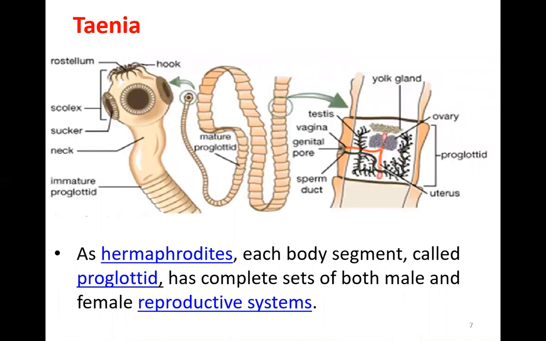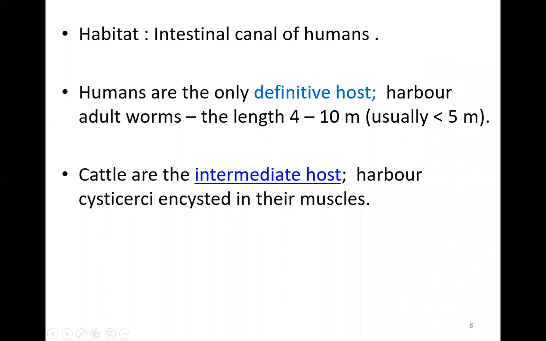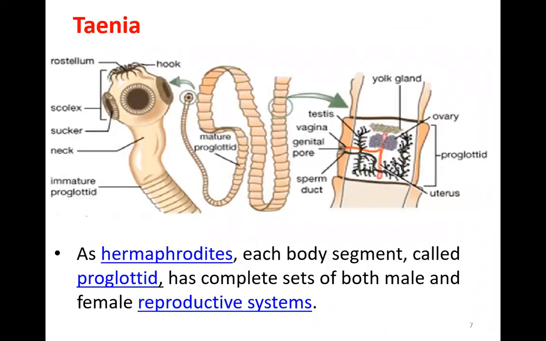About Taenia saginata, the head portion has four suckers on it, by virtue of which it attaches itself to the intestinal wall. On the most anterior portion of the head, the rostrum, in this picture, the hooks have been shown, but in Taenia saginata and Taenia solium, no hooks are present. There is the small neck portion which joins the head and the body, or the strobila.